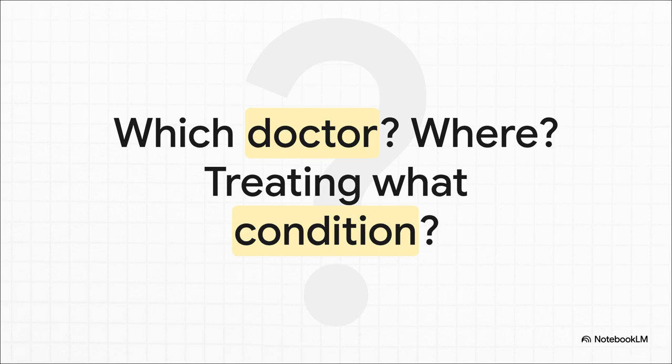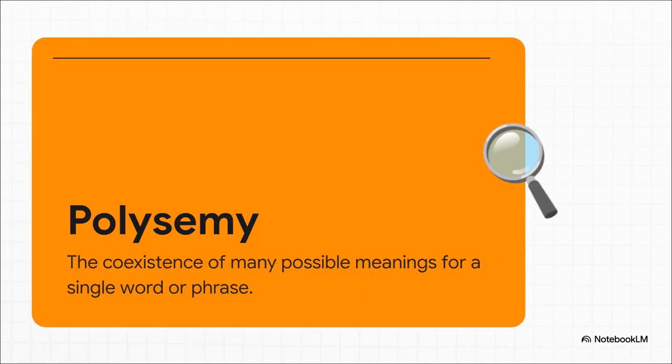To a computer, that's just a string of characters. It has literally no idea who Dr. Smith is, where they are, or what on earth they're doing. And that brings us to the root of the problem, polysemy. It's a fancy word, but it just means having multiple possible meanings for a single word or phrase.